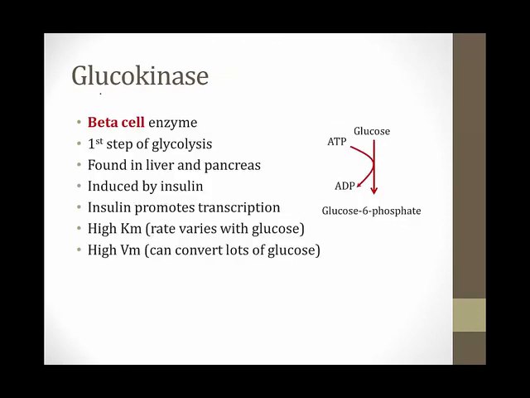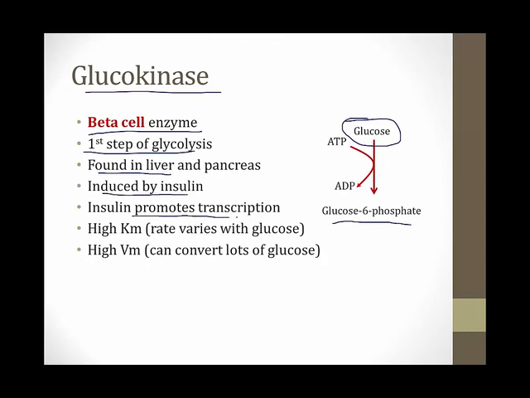Let's talk in more detail about glucokinase. This is an enzyme found in beta cells that catalyzes the first step of glycolysis, the conversion of glucose into glucose 6-phosphate. This enzyme is also found in the liver, and I talk about it in more detail in the biochemistry module on glycolysis. This enzyme is activated by insulin, and in addition, insulin promotes its transcription.